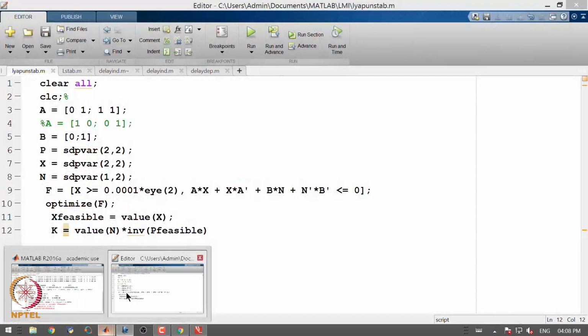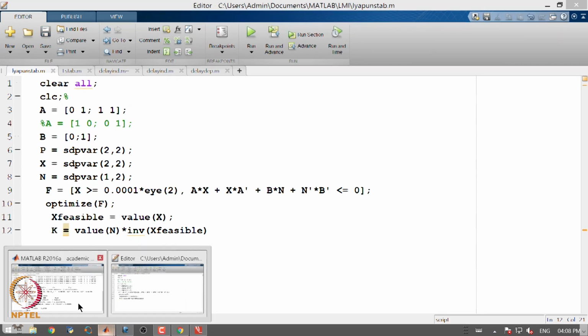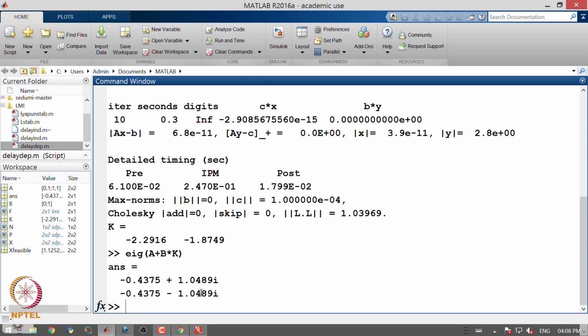Okay, something went wrong. I should call this x feasible instead of p feasible. Let me run this code again. Okay, so it gives me these values of k, and I can easily check the eigenvalues of A plus B times k, and you can see that the closed loop system is actually stable. Okay, so these are some very basic examples.